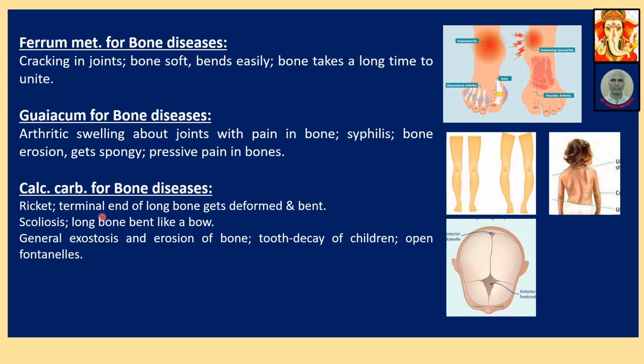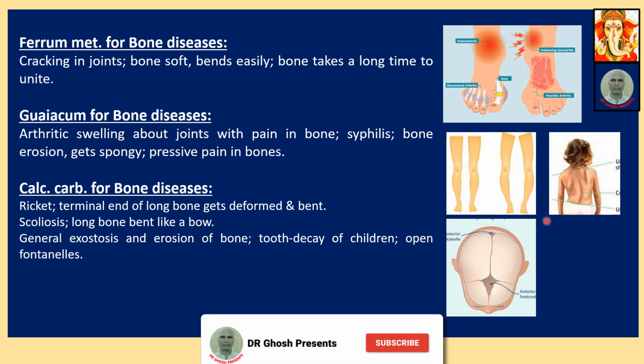Calcarea carbonica in bone diseases. Rickets, terminal end of long bone gets deformed and bent. Scoliosis. Long bone bent like a bow. Scoliosis, I have already given a picture earlier.